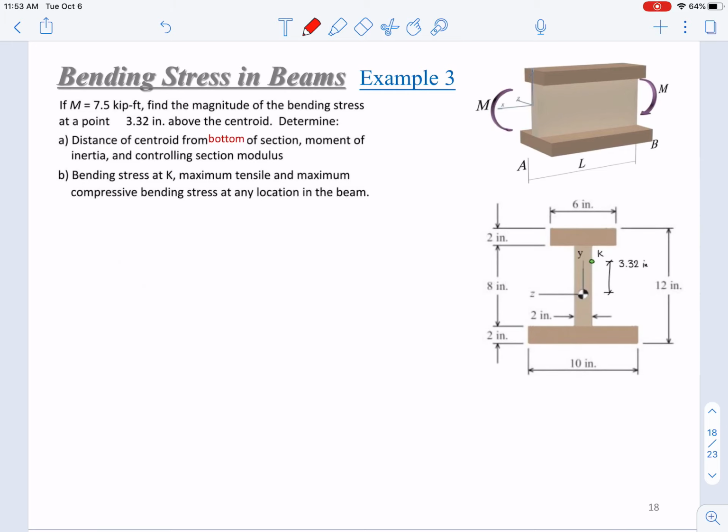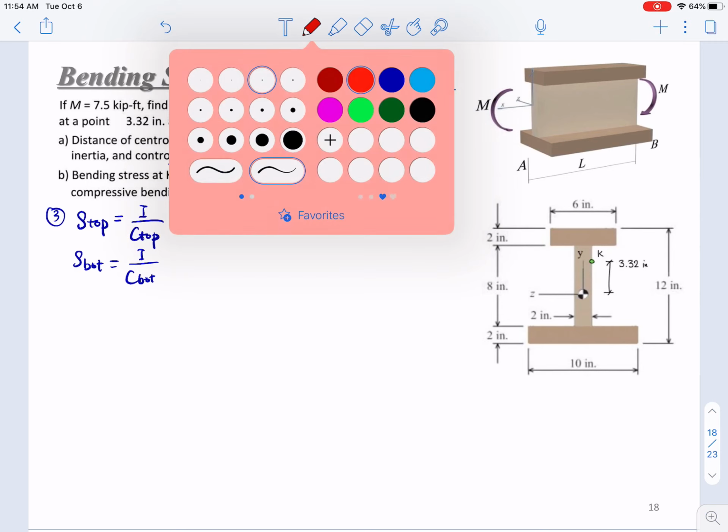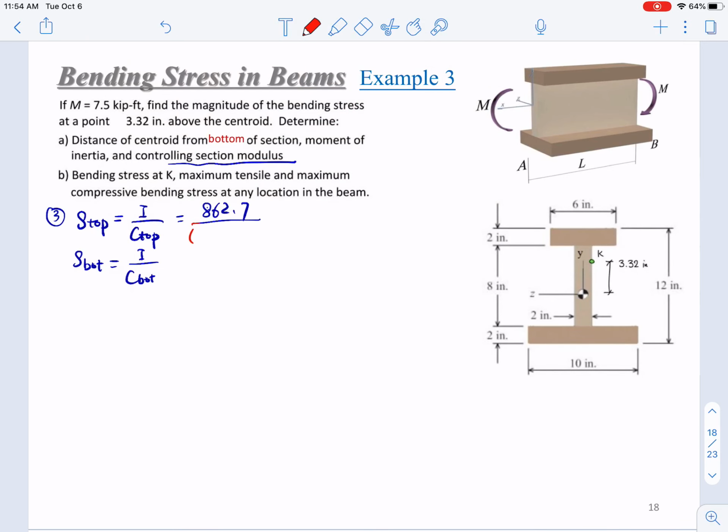Then we're also requested to calculate the section modulus. The section modulus as we defined, it is S top equals I over C top, and the S bottom will be I over C bottom. The I has been calculated, it's 862.7 over C top. This is critical. So what is C top?